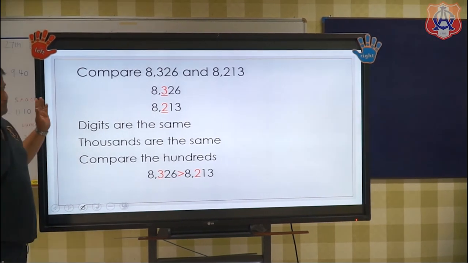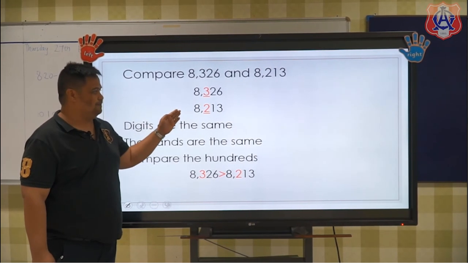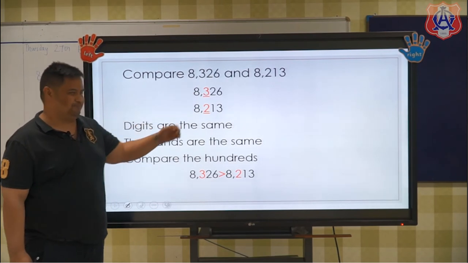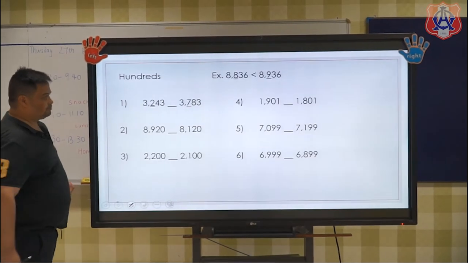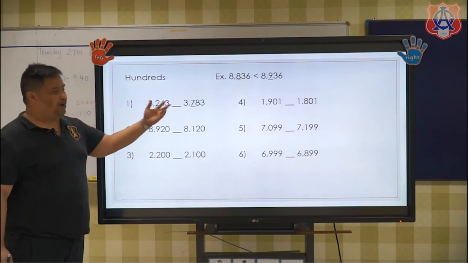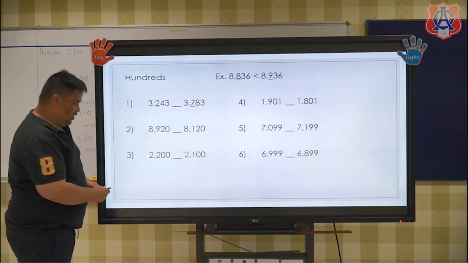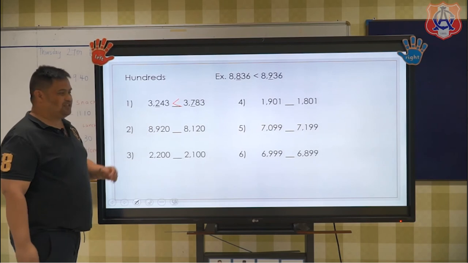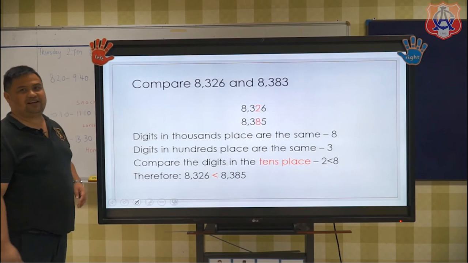You have to compare, this time by hundreds, if the thousands are the same. Thousands now are in 8, while the hundreds are in 3 and 2. Did you get the idea? Let's take a look at the next one. So, if this is going to be the case, both are in 3,000, but the hundreds are in 2 and in 7. Which one is bigger? That is correct. Which one is bigger? That is correct.